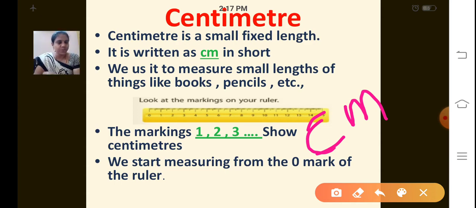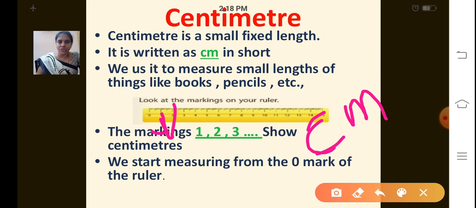Now, if you have a ruler with you, just take your ruler. Which number does it start from? It starts from 0, 1, 2, till 30 it goes, right? This is a big ruler, so it goes up to 30. The markings 1, 2, 3 show centimeters. See, 0 to 1 is 1 centimeter. Then again 1 to 2, that is 2 centimeters. So the markings 1, 2, 3 up to 30 show the centimeters.